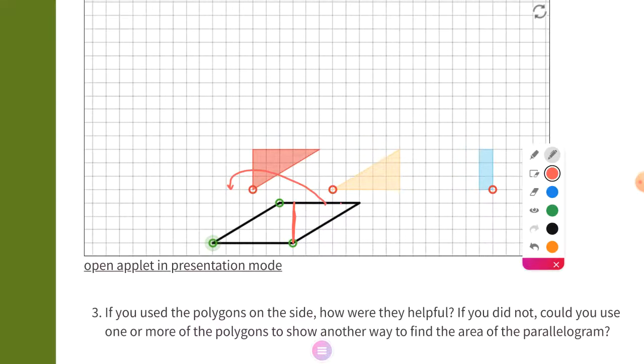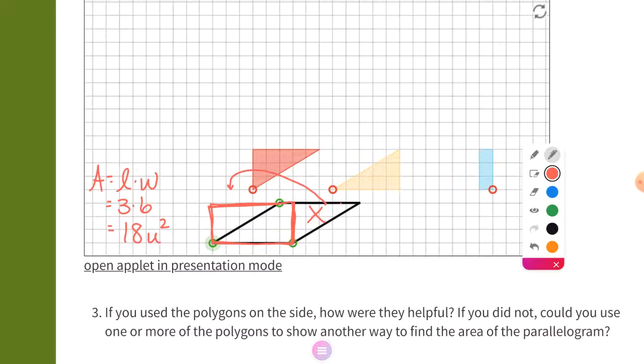So I need 5 across the top. 1, 2, 3, 4, 5, and then I go down. So she has this rectangle right here. That's gone. What is the length and the width of your rectangle, Ella? 3 by 6. So what was your area? 18 square units. Raise your hand if you got 18 square units, but you cut it different.